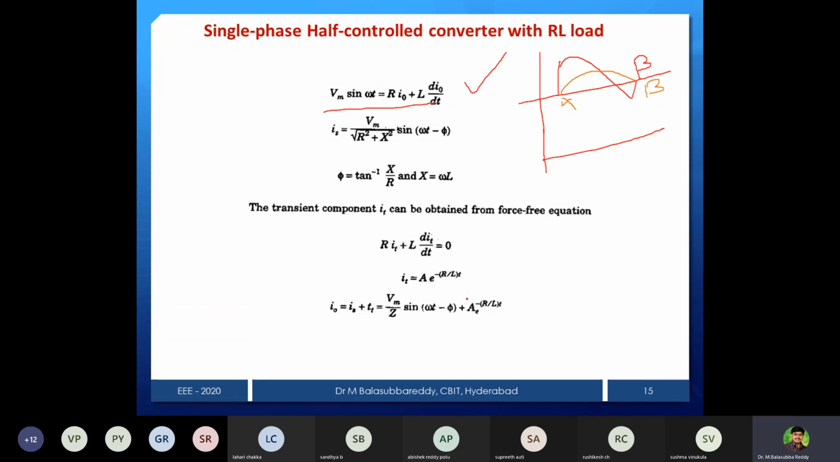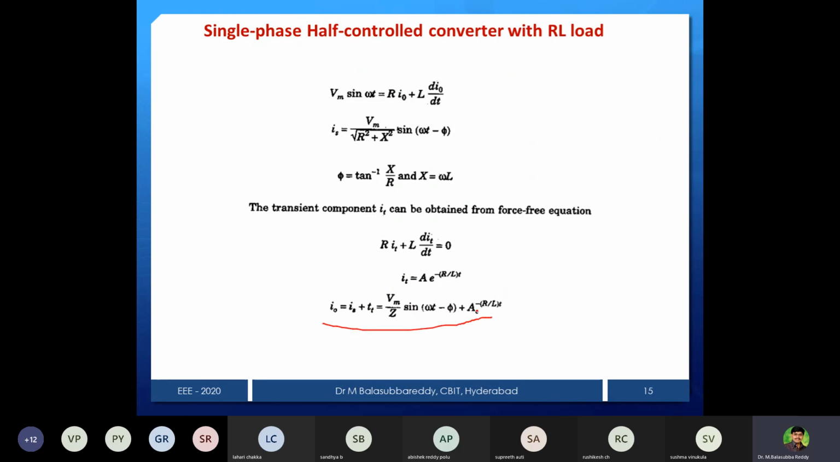No, because we don't know the value of A. All other parameters are known. I know Vm, and I know Z because R load and L load are known to you. The angle, tan inverse X by R, is also known. Everything is known except the constant. How will you get the constant? By substituting the initial condition. What is the first initial condition? I drew it earlier: this is the voltage waveform, and omega t is on the x-axis.